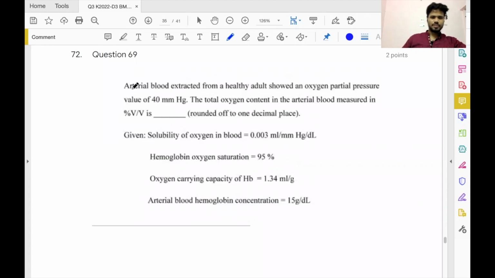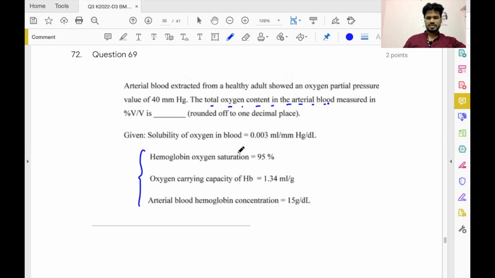So now, arterial blood. What is the total oxygen content in the arterial blood? Oxygen will be in 2 places. One, in hemoglobin. Then part of it will be dissolved. The part in hemoglobin can be found using this data. The hemoglobin concentration is this.